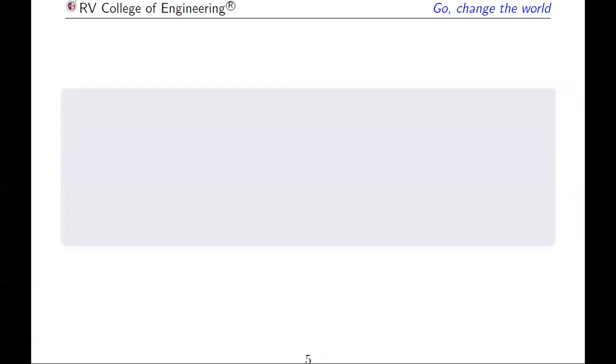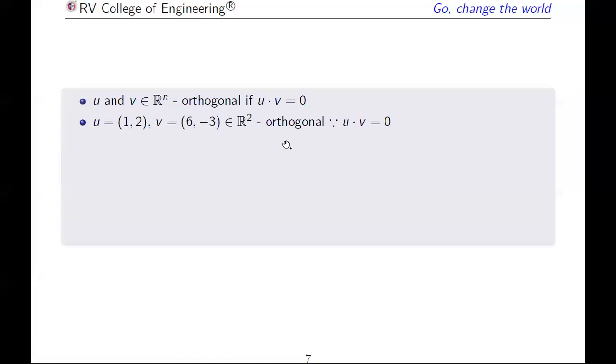orthogonal projections. For example, two vectors u and v belonging to the vector space R^n are said to be orthogonal if their dot product is equal to 0. As an example, if u equals (1, 2) and v equals (6, -3), you can clearly see that their dot product is equal to 0. Therefore, these two vectors are orthogonal in R^2.